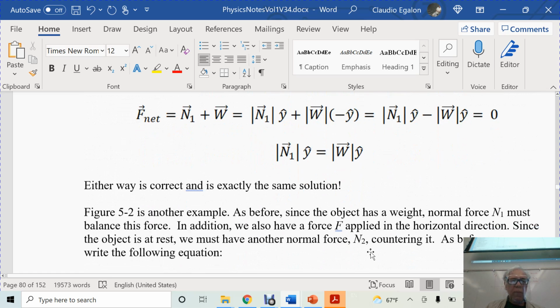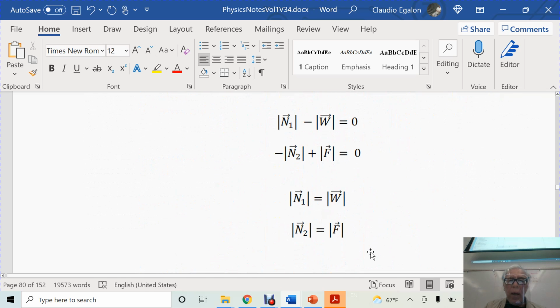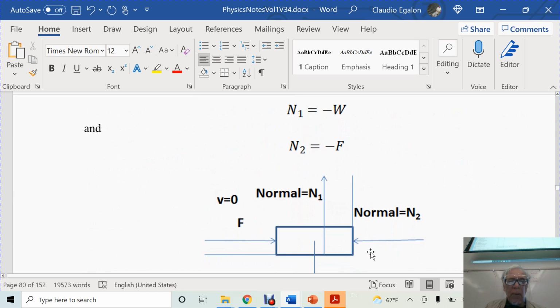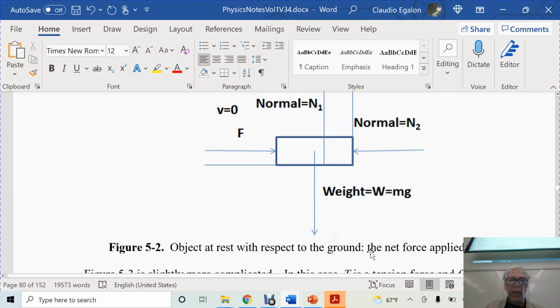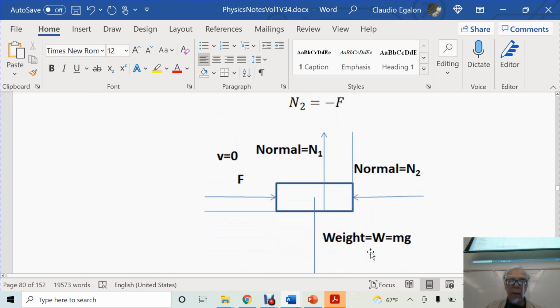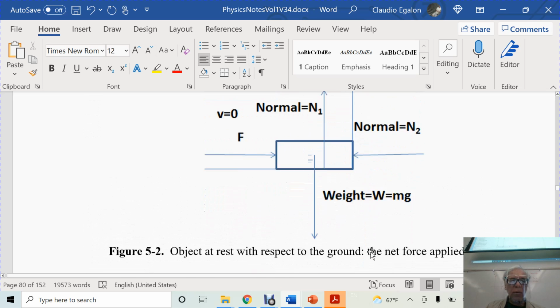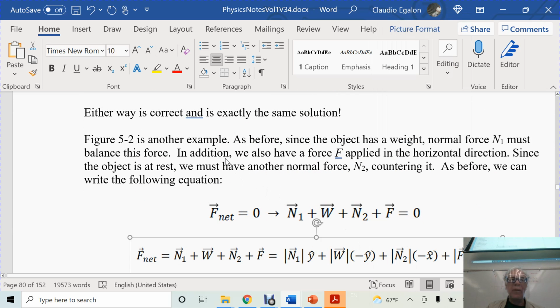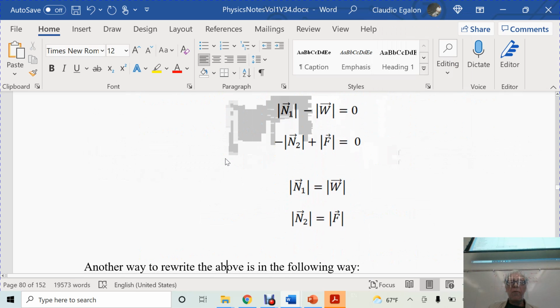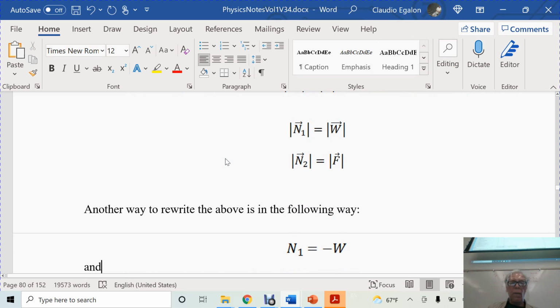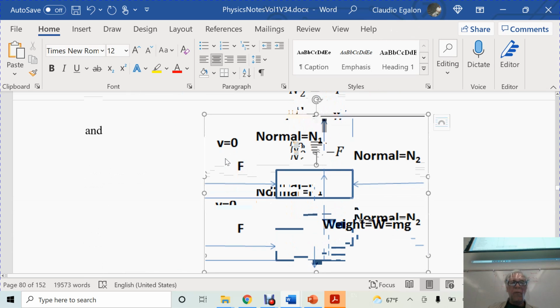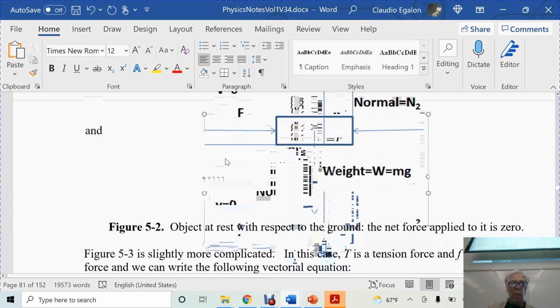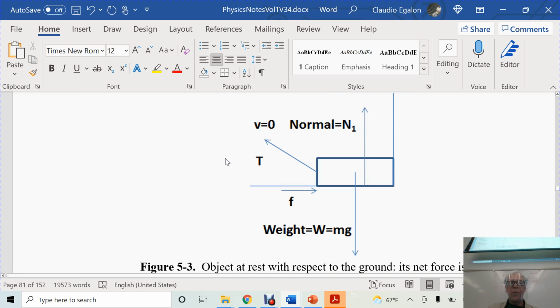Figure is another example. That's an example in the book. Let me see here. No, that's an example in the notes. Okay, that's figure 5.2, right? That's the case of figure 5.2. It's another example. We have all sorts of examples involving Newton's first law of motion. Okay, here we go. And we have this other one here. That's 5.2. Let's see, 5.3. Slightly more complicated.